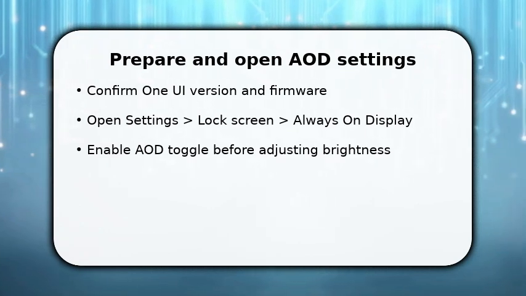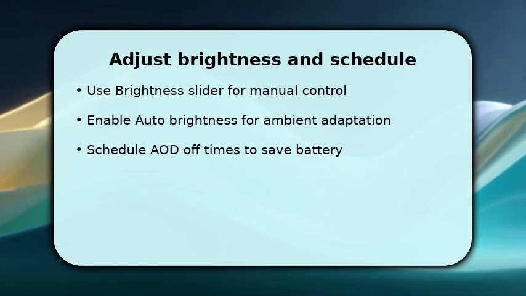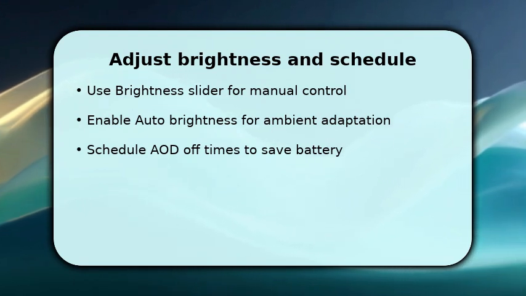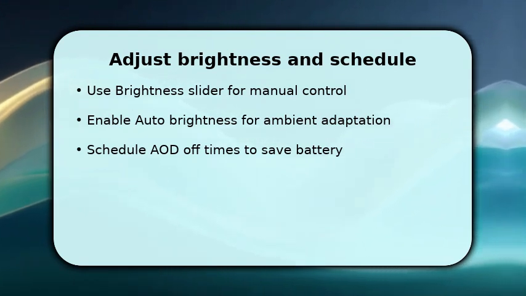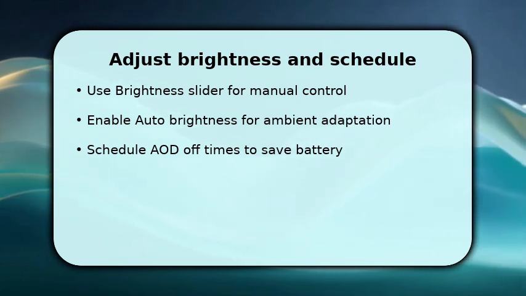Next, locate the brightness slider inside the AOD menu and drag to the desired level. This sets the baseline luminance for the always-on pixels. If you prefer automatic adjustments, toggle auto brightness so the phone adapts to ambient light and conserves battery.